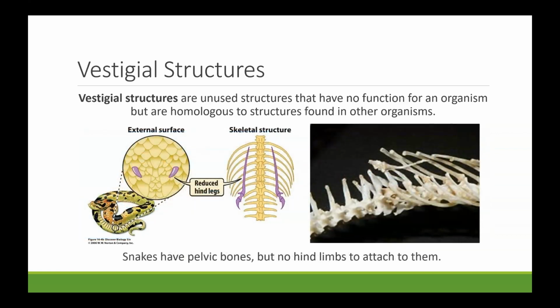Here's a really wild one. Snakes have pelvic bones, tiny little bones that make up a pelvis that you can't see from the outside, but they have no hind limbs to attach to them. Why would a snake need a pelvis? It doesn't. The only way this makes sense is if the pelvic bones are evolutionary leftovers that got passed down from the ancestor of the snake, which did have 4 limbs and therefore needed a pelvis.